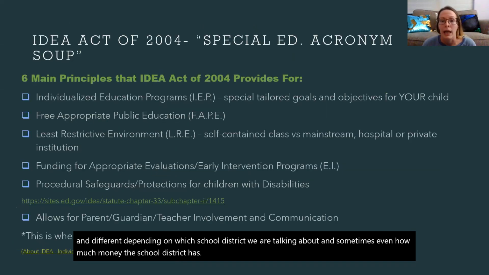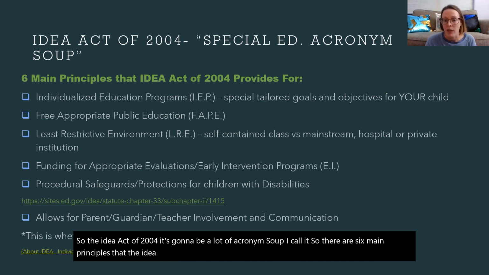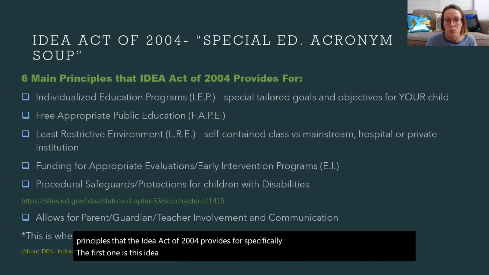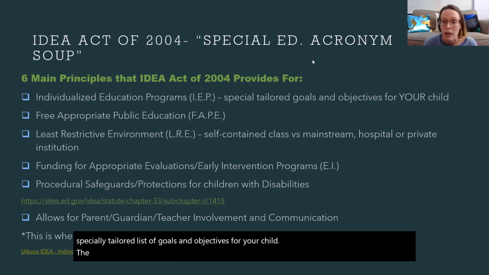So the IDEA Act of 2004, it's going to be a lot of acronym soup, I call it. So there are 6 main principles that the IDEA Act of 2004 provides for specifically. The first one is this idea of individualized education programs, the idea that you can get a specially tailored list of goals and objectives for your child. The second is that each child has a right to a free and appropriate public education.